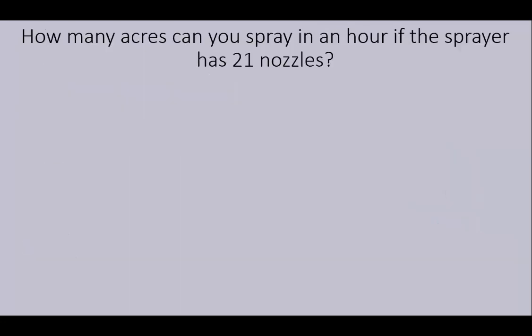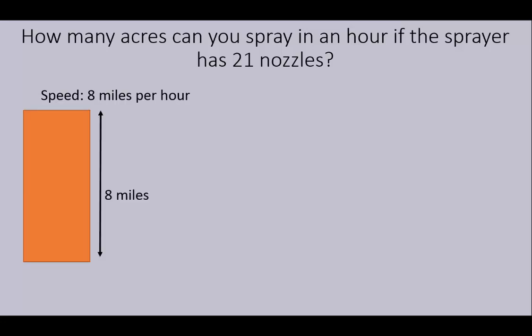How many acres can you spray in an hour if the sprayer has 21 nozzles? In the previous example, we are spraying at a rate of 8 miles per hour. To figure out how many acres we could spray in an hour at a continuous rate of 8 miles per hour, let's pretend that our field is 8 miles long and the width of our sprayer boom. This would give us a rectangular field with a length of 8 miles. Remember, 1 mile equals 5,280 feet, so we multiply 8 by 5,280 to get 42,240 feet for the length of our field. How do we figure out how long our sprayer boom is?